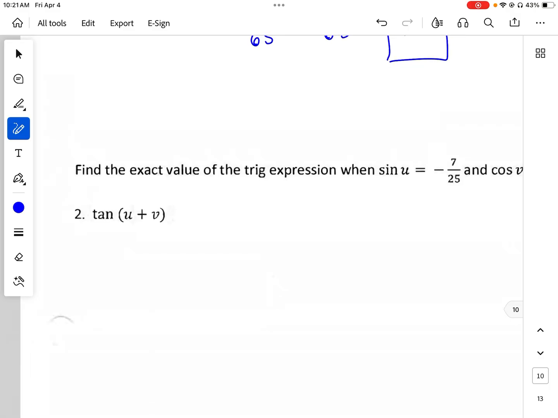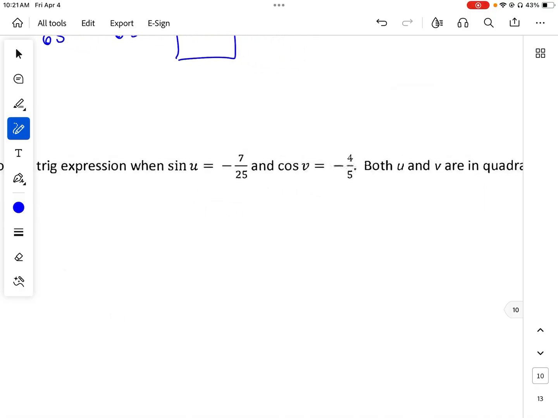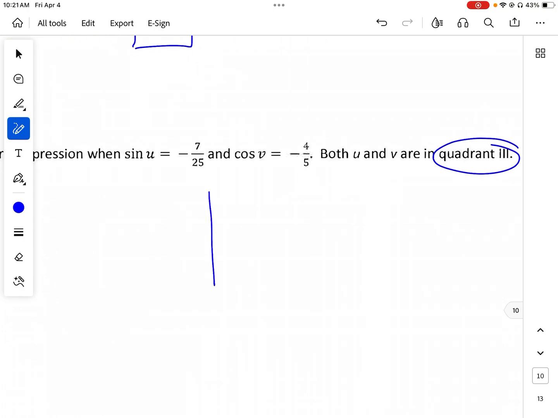Okay, let's go to example 2. Find the exact value of the trig expression when sine u is negative 7 over 25, cosine v is negative 4 over 5. Both u and v are in quadrant 3. So let's go ahead and draw. We're going to be in quadrant 3. So sine is y over r. Cosine is x over r.